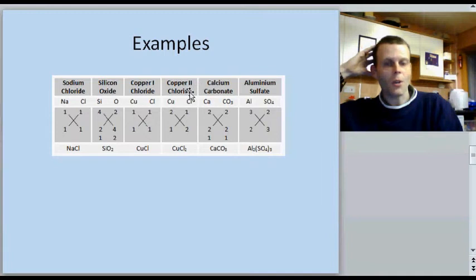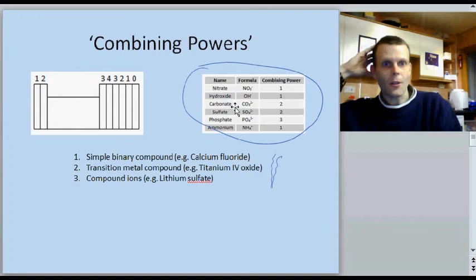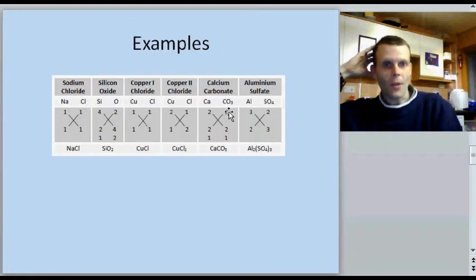Final 2 examples here are these compound ions, carbonate, sulfate. Again, if I look back to here, I can just look these up in the table, carbonate, sulfate. Again, note down the combining powers, cross them over, cancel if necessary, and write down the formula. Noticing in this example here, I need 3 lots of sulfate, so I'm using brackets to show I've got 3 lots of the whole thing.